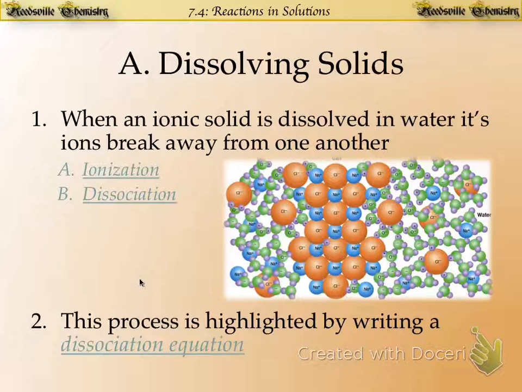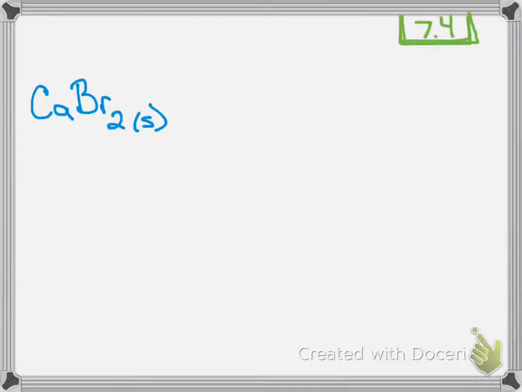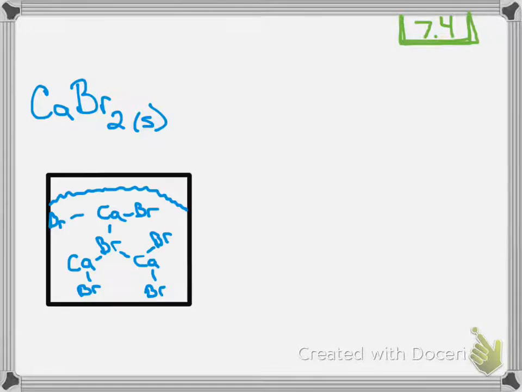The process that we have here in the image can be highlighted by writing a special equation. And we call this thing a dissociation equation. So let's take a look at what a dissociation equation looks like. We don't call these things chemical equations because it's actually not a chemical process that's occurring. All right, so we're going to look at a compound, calcium bromide. So CaBr2. It's a solid, so let's put down the phase. And if we dissolve the stuff into water, we're going to get a dissociation to occur because this material is soluble in water.